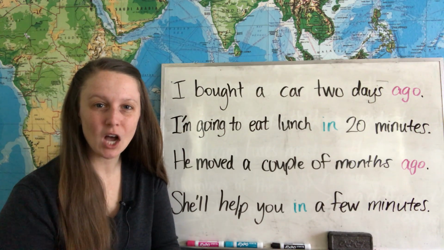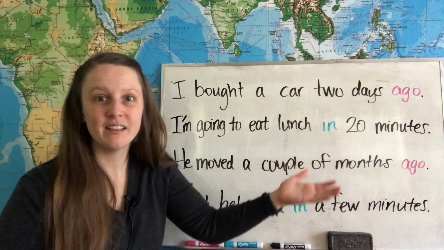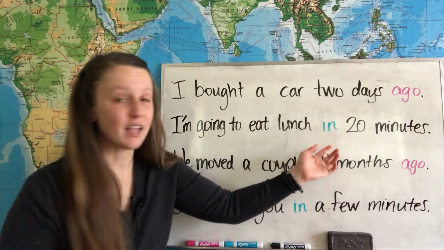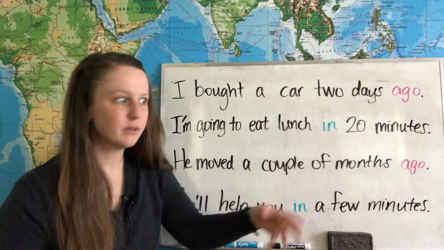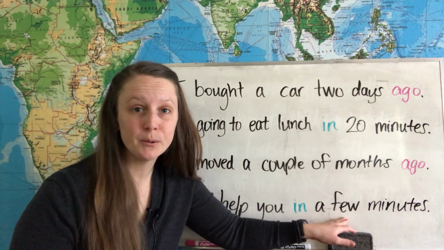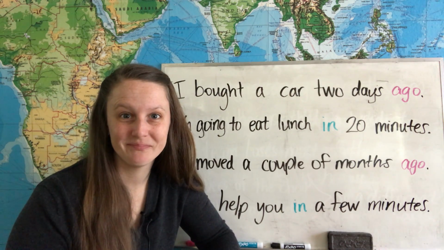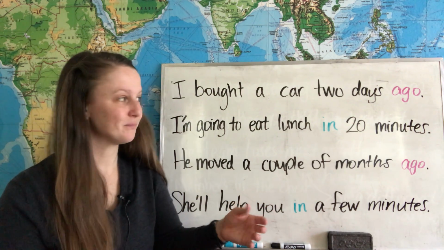Today we're going to talk about ago and in sentences in the past and future. And we're also going to talk about the phrases a couple and a few in those same past and future sentences. So let's get started.